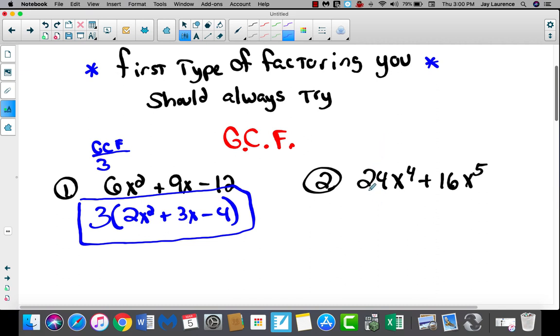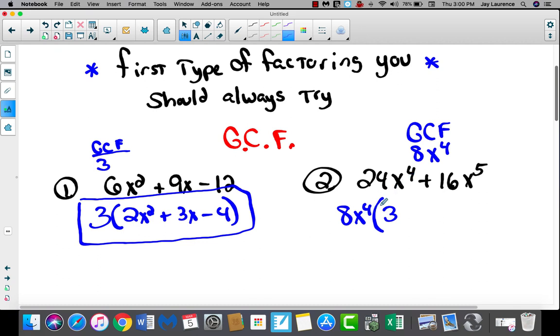Okay, here we go. So I'm going to factor out my GCF. Well, my GCF of my coefficients, I think is 8, right? I think 8 is the greatest common factor between 16 and 24. And then of my variables, do you remember the shortcut? It's always the smallest exponent. So it'd be x to the 4th. So I'm going to factor out an 8x to the 4th. And remember, this is division because it's like undistributing. So if I divide 24 by 8, I get 3.